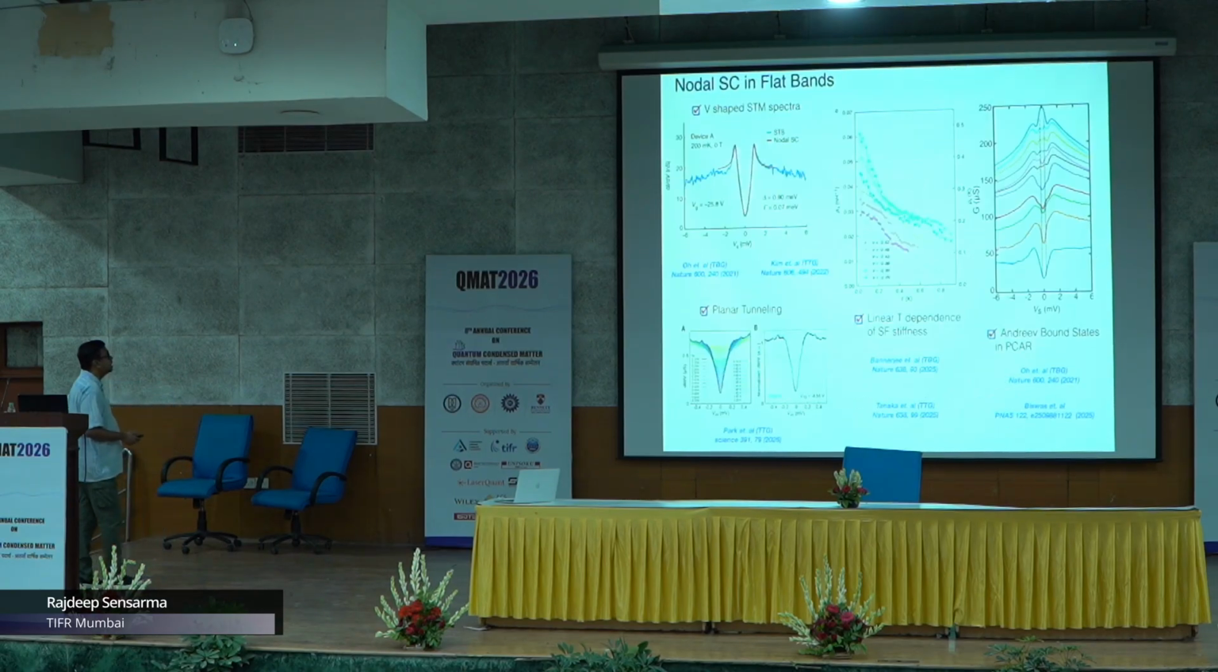So what about the superconducting state? Well, in the superconducting state, we have this V-shaped spectra. This is more recent data from Pablo's group, which is planar tunneling, not the STM, but again, it is showing a very nice V-shaped structure for the nodal. There is linear temperature dependence of superfluid stiffness, and there are unribbed bound states seen in Picard, all of which indicate a nodal superconductor.